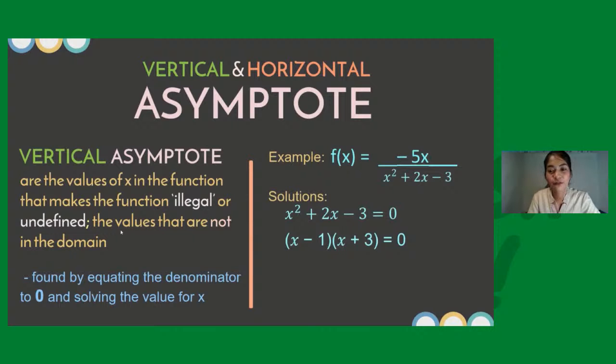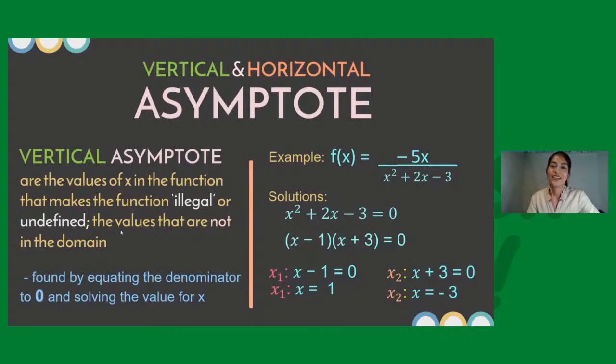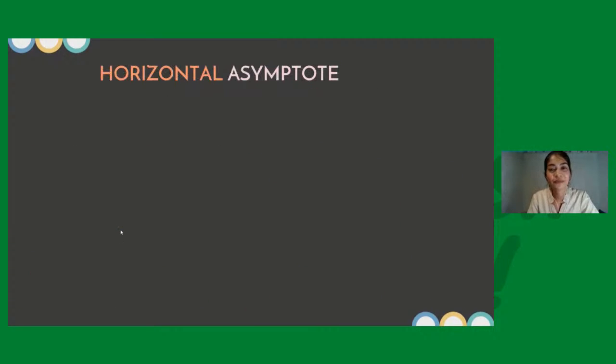And solving further for the values of x, we have to equate each factor with 0. So we will have x minus 1 is equal to 0. That will be x is equal to 1. And another value of x is x plus 3 is equal to 0, which is x is equal to negative 3. Meaning to say we have here two vertical asymptotes, which are x is equal to 1 and x is equal to negative 3.